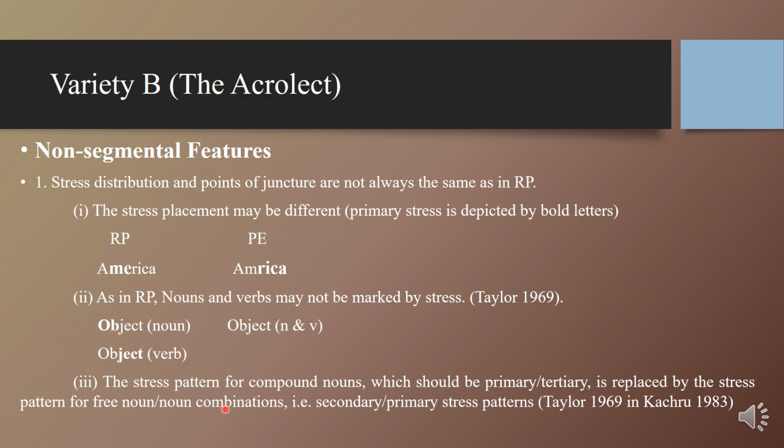The stress pattern for compound nouns, which should be primary or tertiary, is replaced by the stress pattern for free noun and noun combination. Meaning the stress pattern is different from RP. For example, secondary or primary stress patterns.